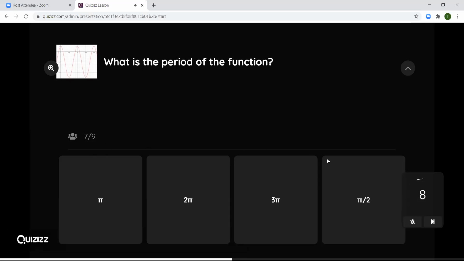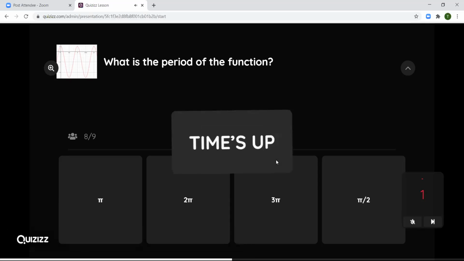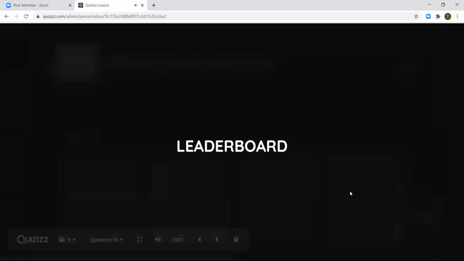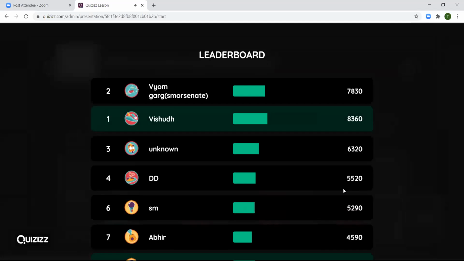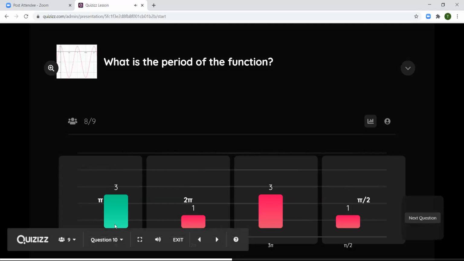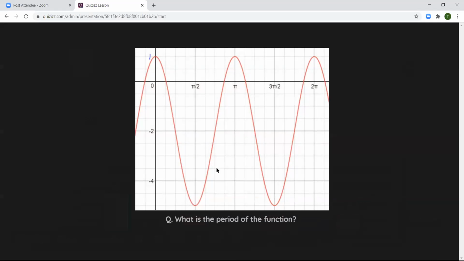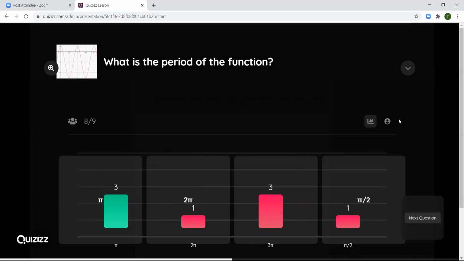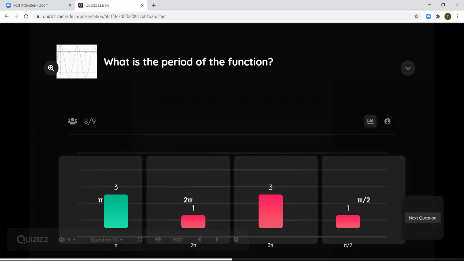Ten seconds. Now you can guess. No, time's up. Oh, three right answers. So the period is pi. Okay, you can see that after pi, it's repeating itself. So period is after how much time or interval the graphs repeat itself.